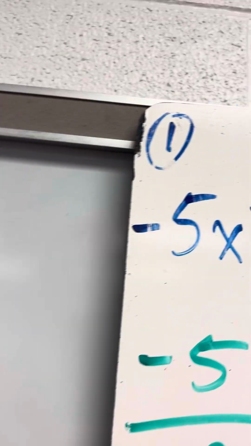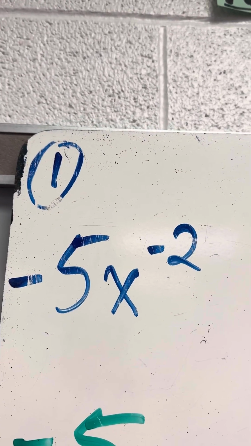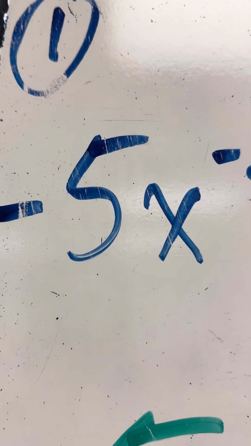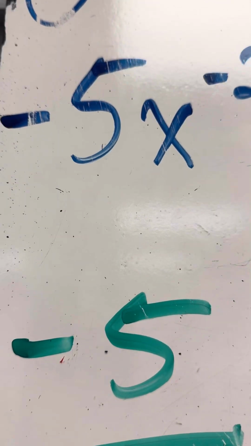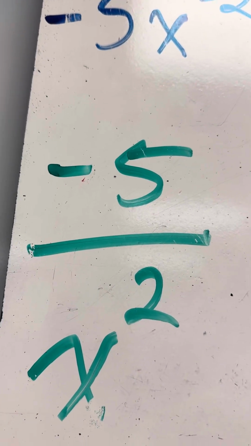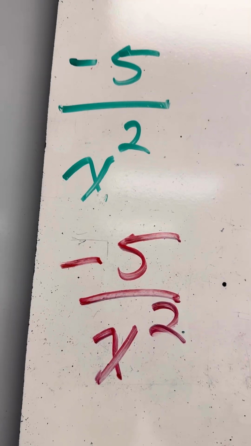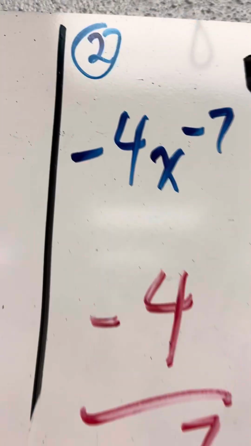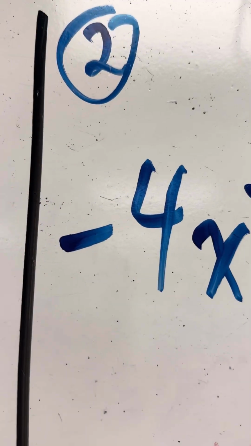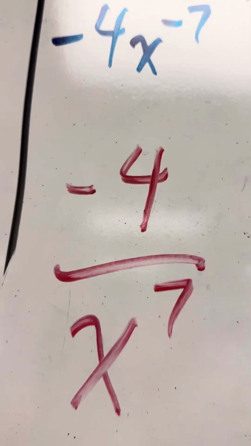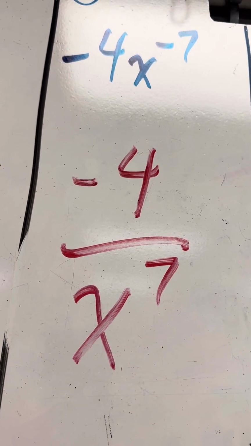Now here, negative 5x to the negative 2nd. The negative 2nd only refers to the x. It's not connected to the negative 5. So we leave negative 5 alone and we move x to the 2nd to the bottom. So we have negative 5 over x to the 2nd. Same thing here. We leave negative 4 alone. Negative 4 stays on top, but we move x to the 7th to the bottom.